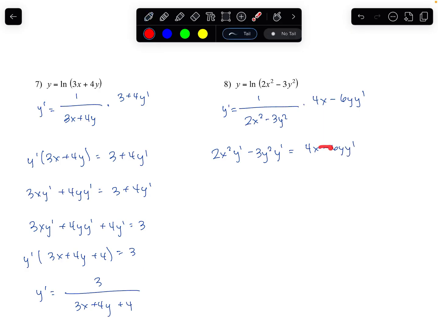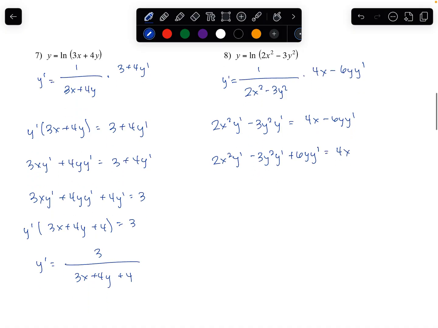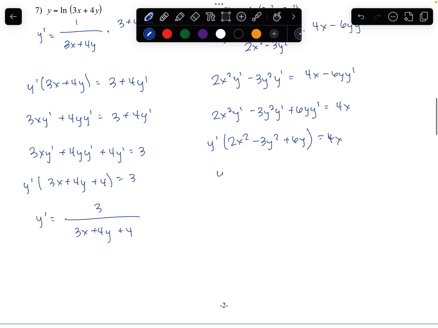I'll move this over here. So 2x squared y prime minus 3y squared y prime plus 6y y prime equal to 4x. I'll factor out the y primes. So y prime (2x squared minus 3y squared plus 6y) equal to 4x. And then I'll divide, so y prime will be equal to 4x over 2x squared minus 3y squared plus 6y.